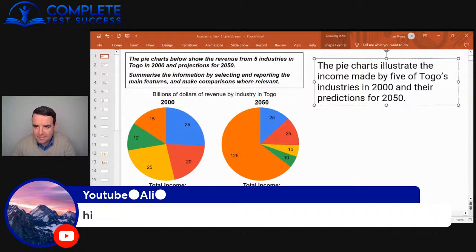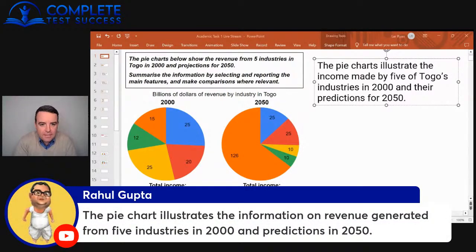Hi, Ali. Welcome to the lesson. Raul: the pie chart illustrates the information. So it's going to have to be pie charts, plural. The pie charts illustrate the information on revenue generated from 5 industries in 2000 and predictions for 2050. Good.